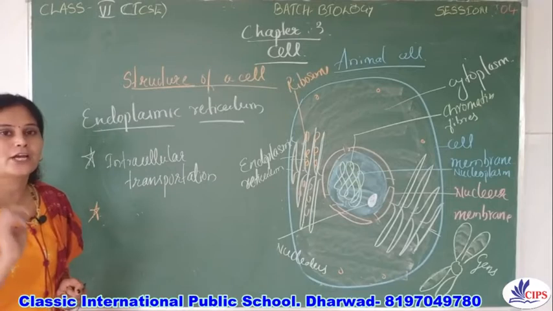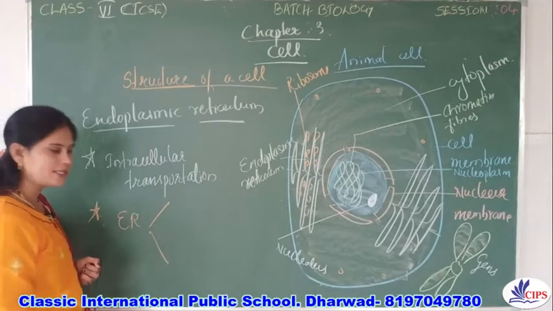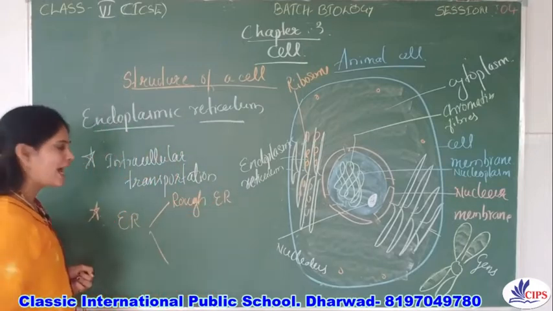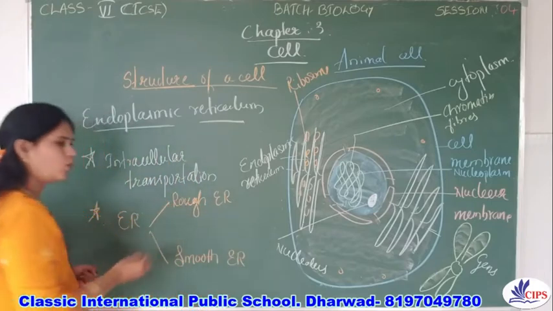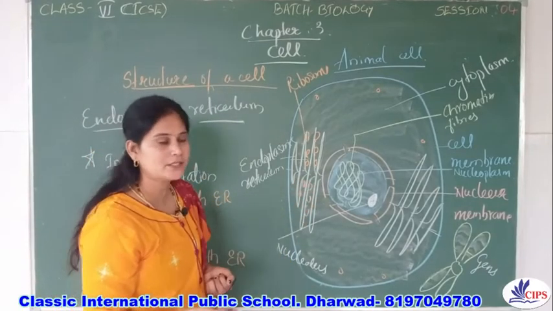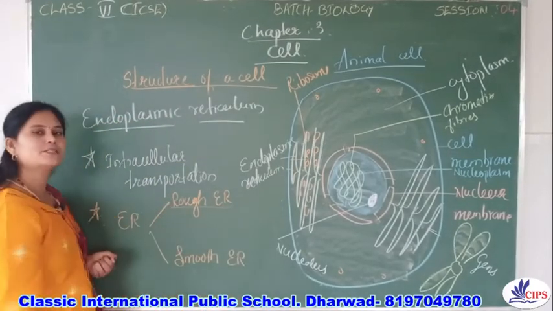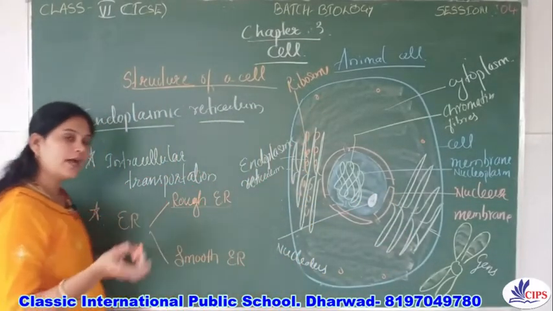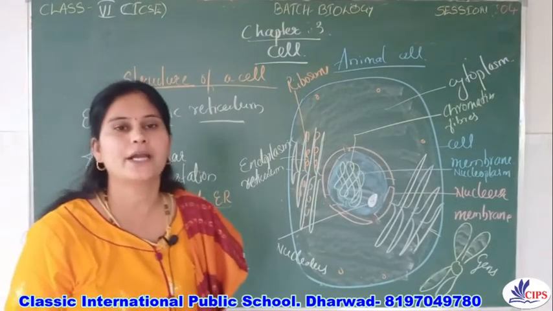It means that there are two types of endoplasmic reticulum, right? Which are those? One is rough endoplasmic reticulum, and second one is the smooth endoplasmic reticulum. Now tell me, what is rough endoplasmic reticulum? If the ribosomes are present on the endoplasmic reticulum, it is called as rough endoplasmic reticulum, right? And if the ribosomes are absent on the endoplasmic reticulum, then it is called as smooth endoplasmic reticulum.